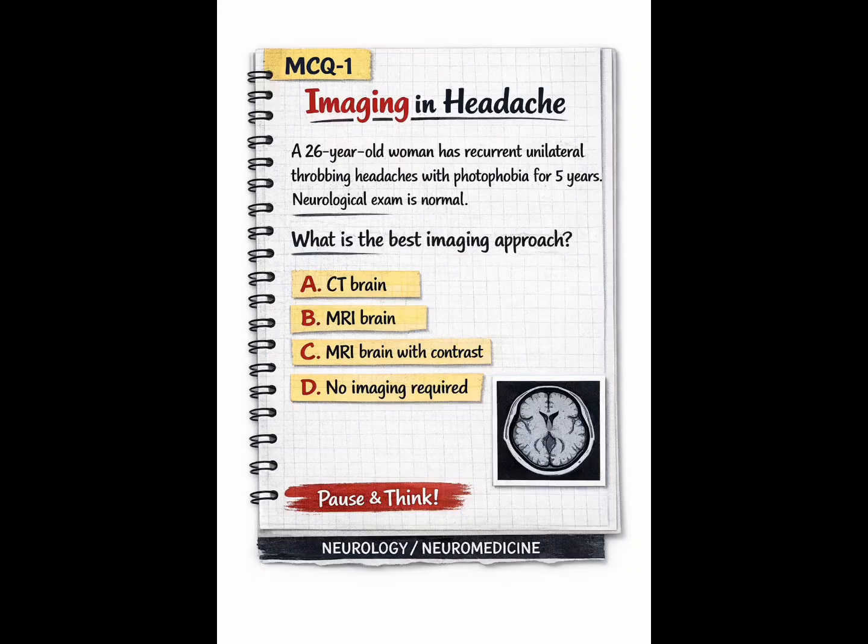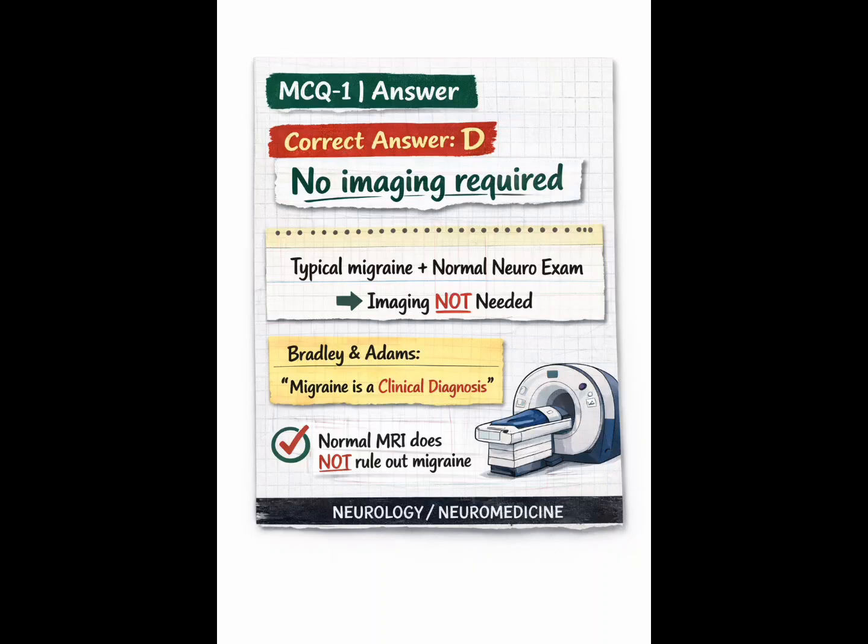A young woman has recurrent unilateral throbbing headache with photophobia for several years. Neurological examination is normal. What is the best imaging approach for this patient? Guess the right answer to this question. The correct answer is option A, no imaging is required. Remember that migraine is a clinical diagnosis. In a typical presentation with a normal examination, routine neuroimaging is not recommended.